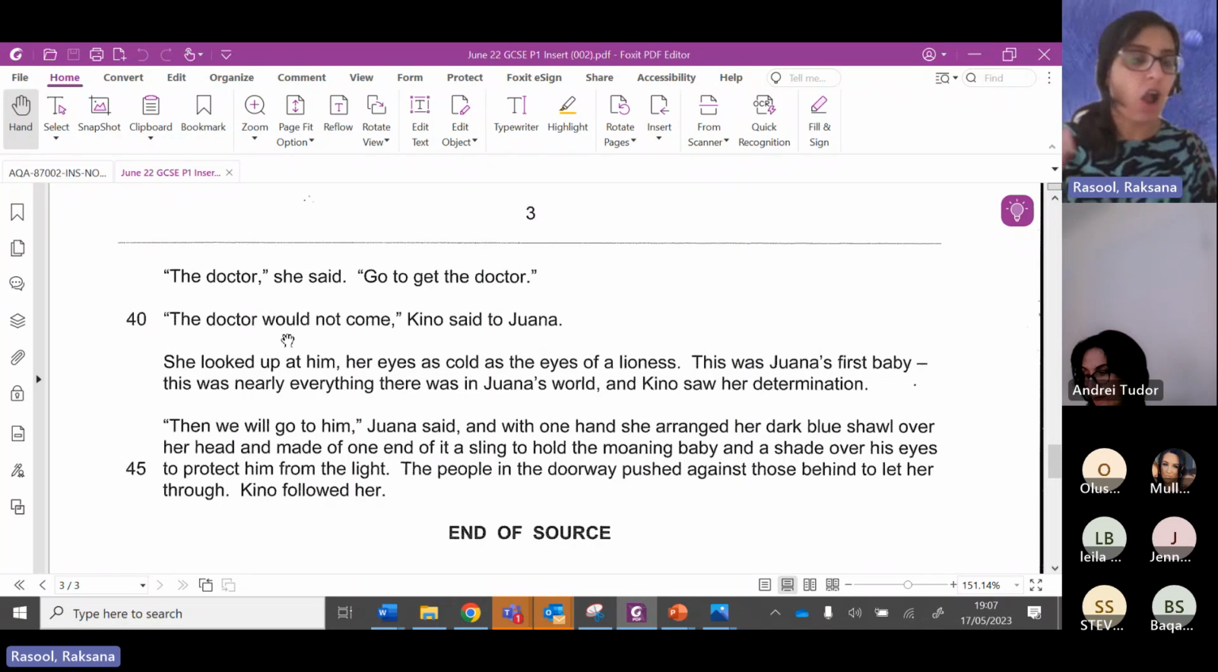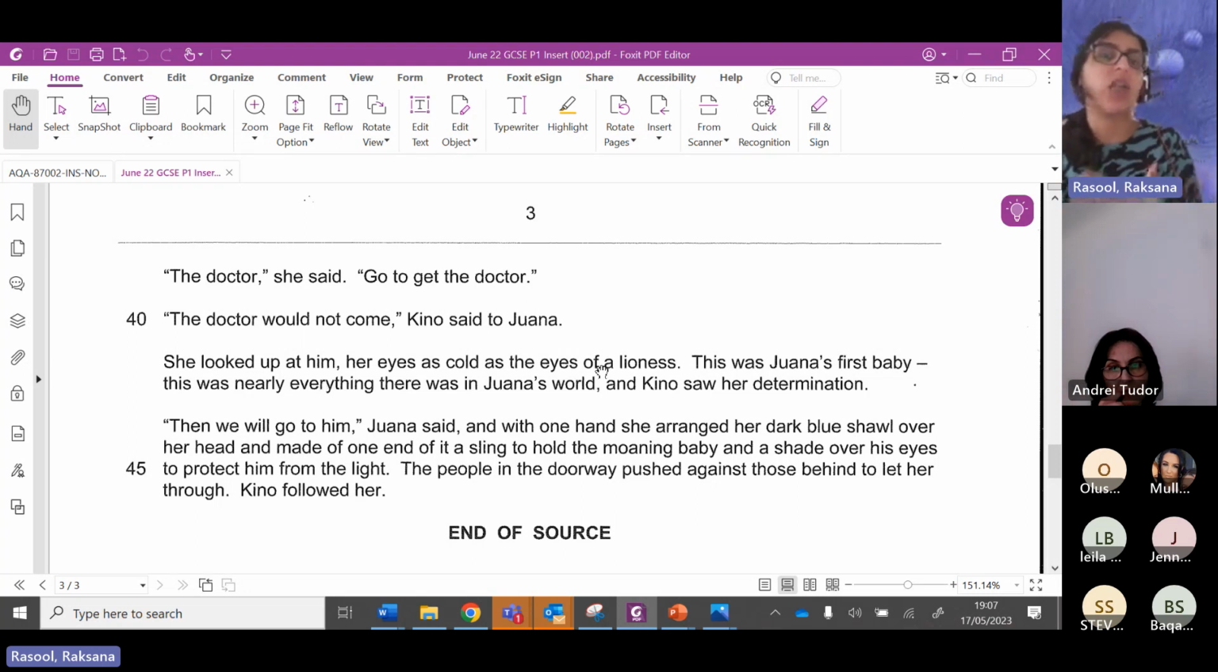Okay, and when he kind of shuts that down, saying the doctor would not come, she doesn't care. She looked at him, her eyes as cold as the eyes of a lioness. You could talk about this simile, comparing her eyes to those of a lioness, being fierce, no longer fragile. Okay, and you know, that baby was her world, her determination, and that's why she's got this iron will. She's got the eyes of a lioness, and then she instigates the action.